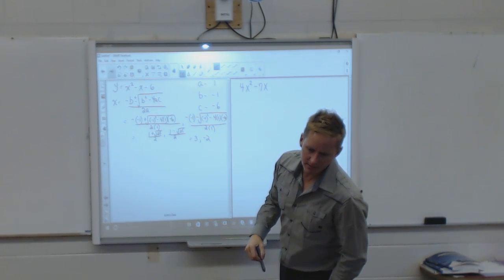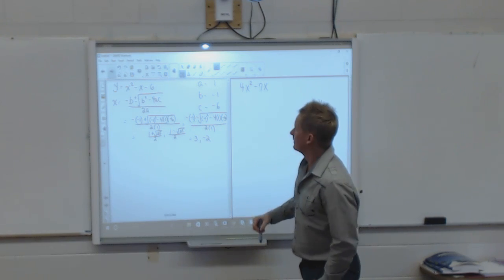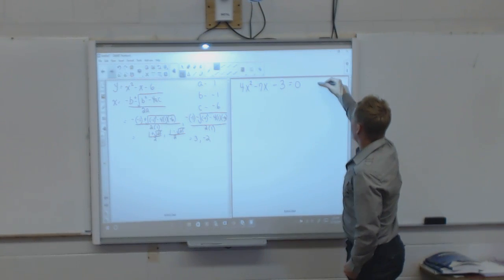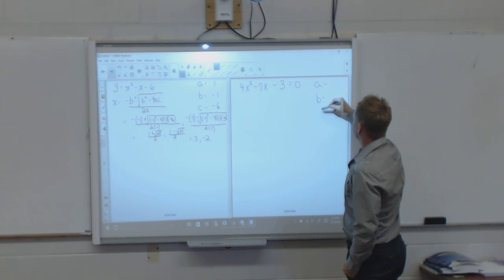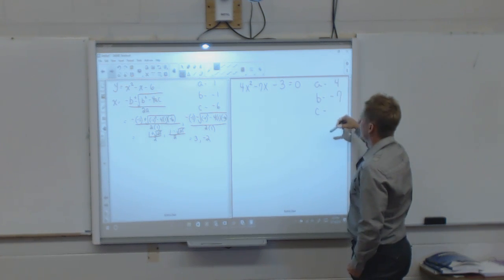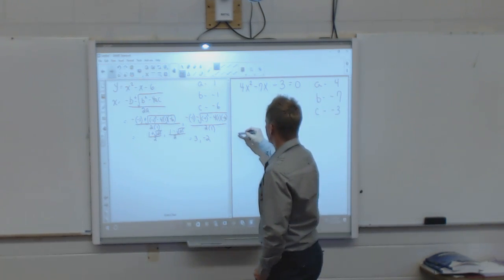4x squared minus 7x minus 3 is equal to 0. Okay, what is my A value? 4. What's my B value? Negative 7. And my C value? Negative 3. So let's use the equation again.